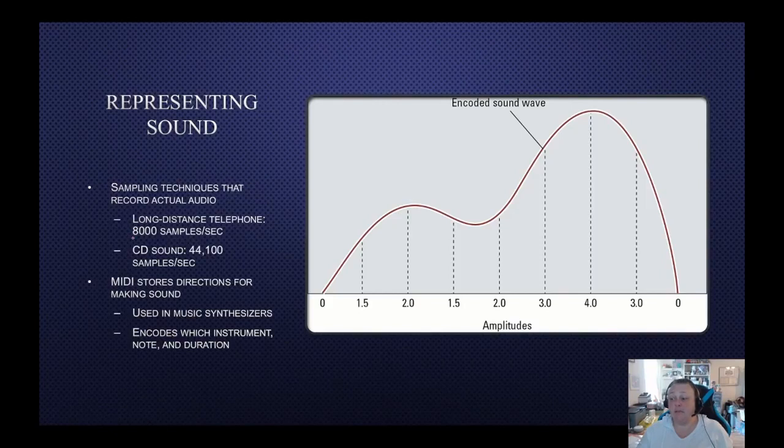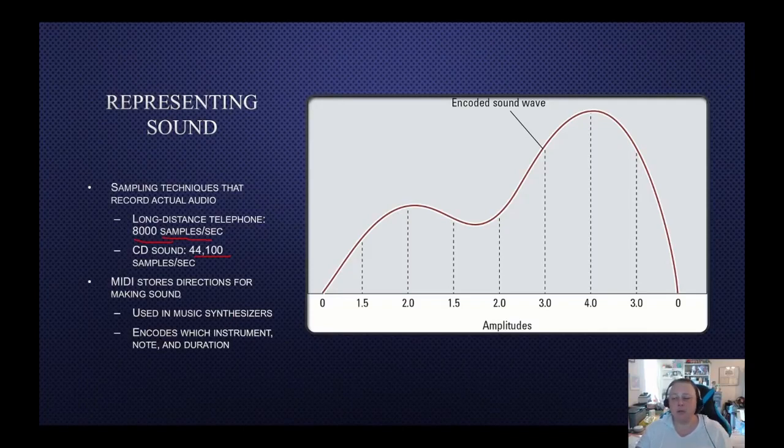So a long distance telephone is 8,000, whereas CD is 44,000. So a CD is going to be much clearer. And all that is telling us is how many samples we have per second. So what it's going to do is save the amplitude as an encoded sound wave, and it is going to save the amplitude as it goes through time.